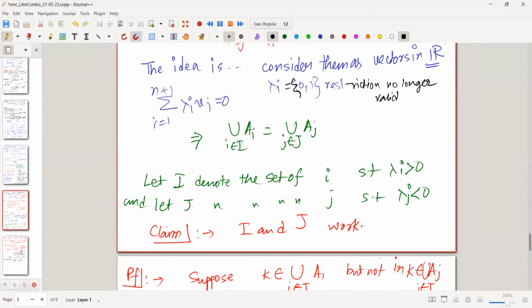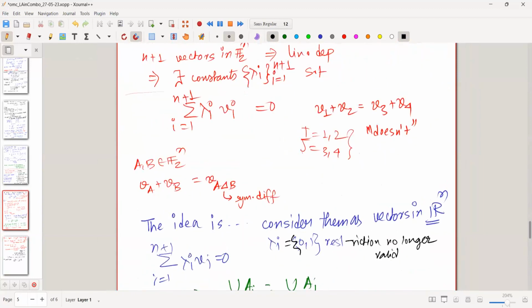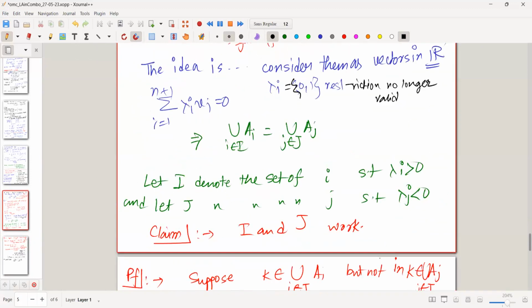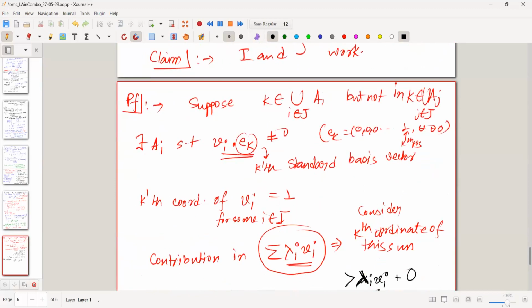So this was a sort of different idea. We realized that working in F2^n is not enough, because there vector addition means something different. It means taking symmetric sums. But when you think of them as vectors in R^n, then my constants are much more flexible, and you can actually say something about them. So you take the set for which the constants are greater than 0 in one partition, and in the other you take the ones which are less than 0. So now the claim is that those are the working indexing subsets.